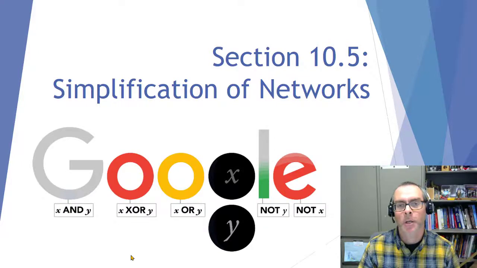Hey, welcome back everybody. In this section we're going to work with the properties of Boolean algebra to simplify networks. That is to say, we're going to do some algebra, but it's going to be Boolean algebra instead of traditional algebra. So let's start by reviewing the properties of Boolean algebra that you learned in the previous lesson.